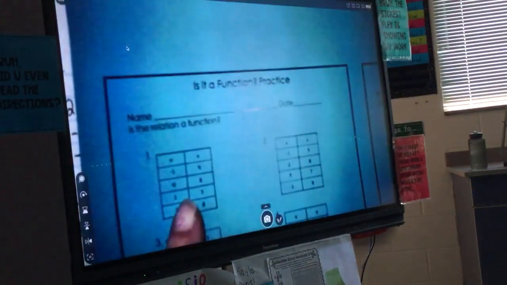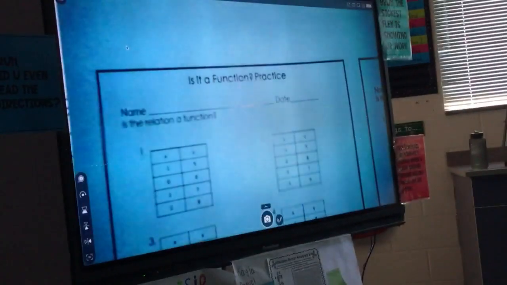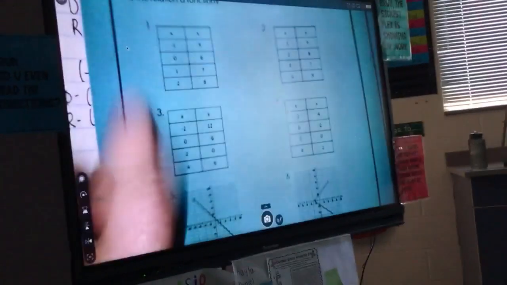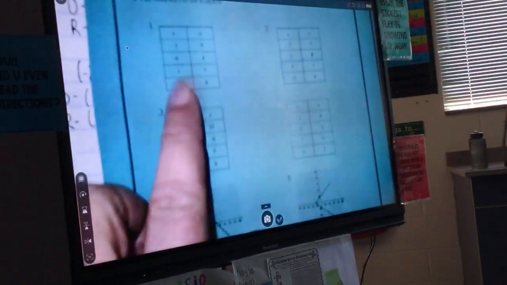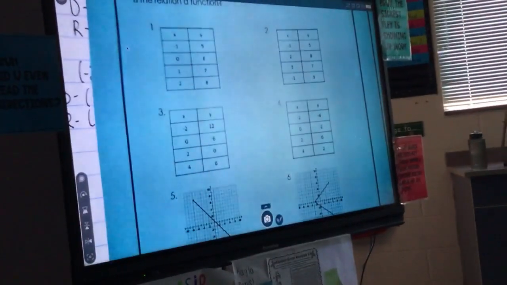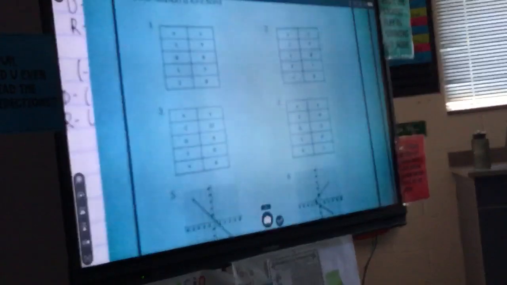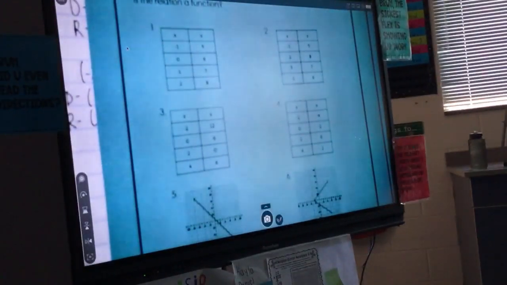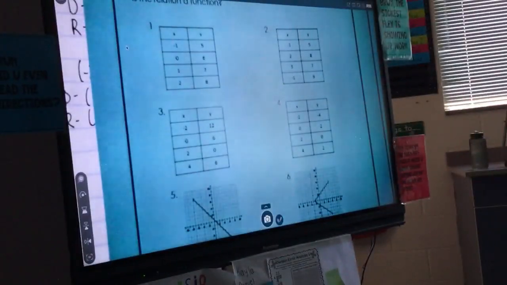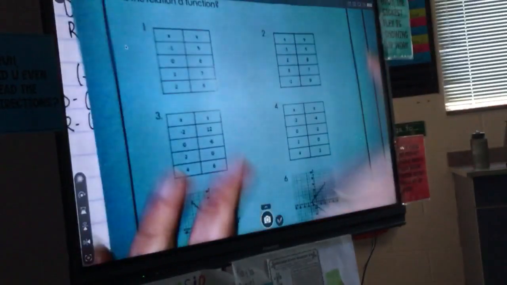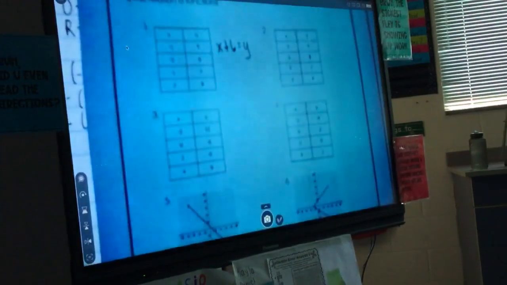So looking at the first one, you have -1, 5, 0, 6, 1, 7, 2, 8. What do you think is going on? Does it have a pattern? Does it have a rule? Yes, they're adding 6. So it's technically x plus 6 will give me y. That is my rule, right?